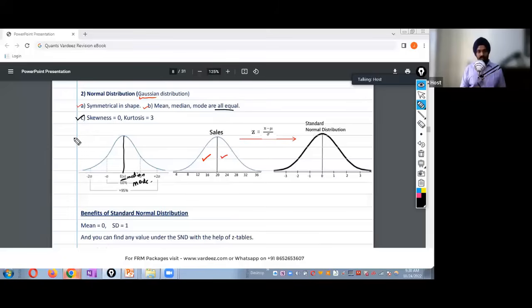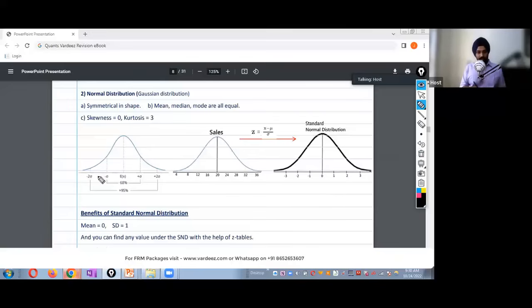The skewness is 0. As you can see, there is no skewness, left or right. There's no skewness at all, so that's a 0 skewness. And the kurtosis is 3. Okay, remember this for the exam. A normal distribution has a kurtosis value of 3. When we look at the kurtosis, we say it's above or less than that, but that's a different topic. For this, remember kurtosis is equal to 3.